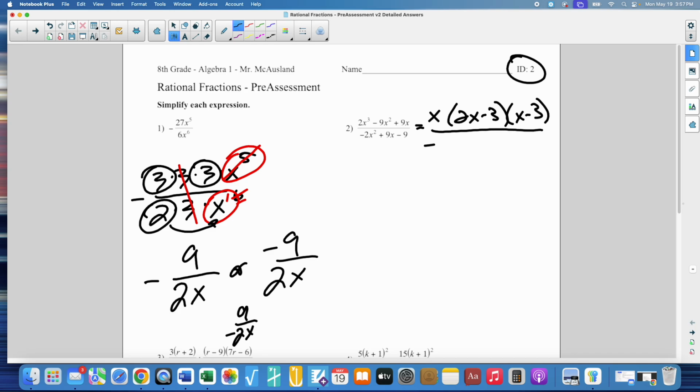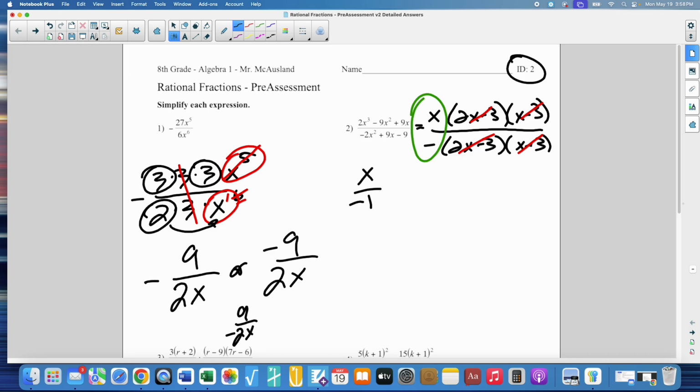We have negative, 2x minus 3, x minus 3. What can cancel? The 2x minus 3 can cancel. The x minus 3 can cancel. And that leaves me with this. This is where it gets interesting. So it leaves me with x over negative 1. That negative represents a negative 1.